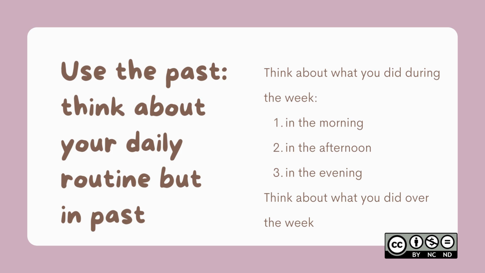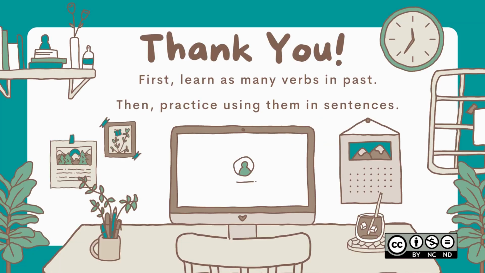Yesterday in the morning, I woke up early. I had some empanadas for breakfast, and I took my English class. In the afternoon, I did my homework and I went to the gym. In the evening, I watched some TV, played video games, saw my friends, and went to bed. You can also think about what you did over the weekend. So if you think about your daily routine, Monday, Tuesday, Wednesday, Thursday, Friday, and you can also think about what you did on the weekend, Saturday and Sunday.